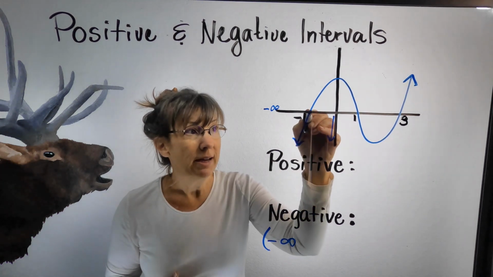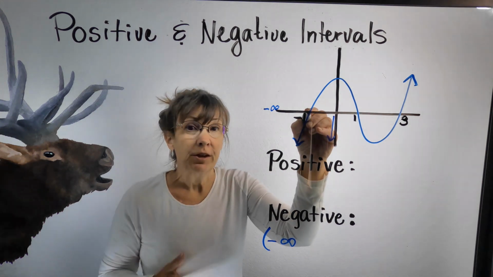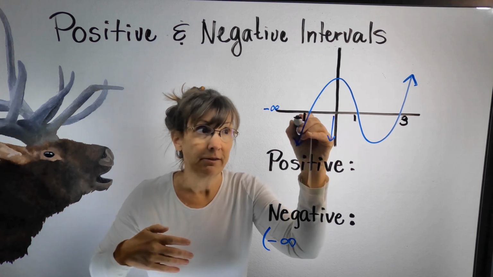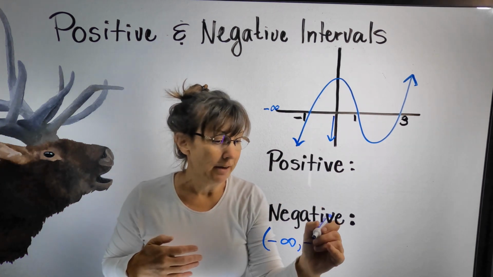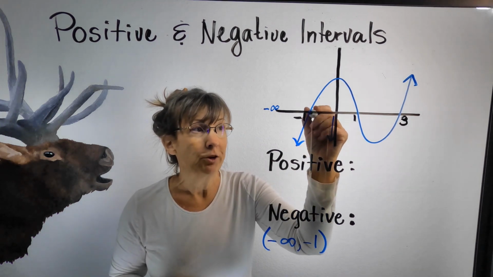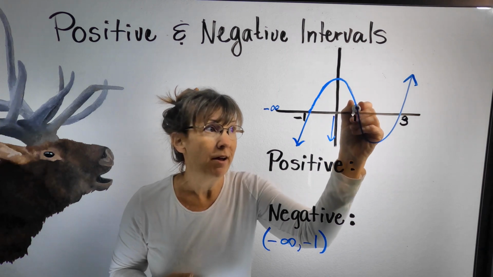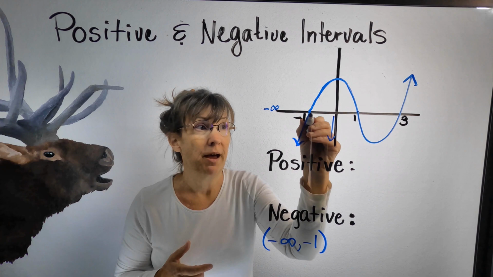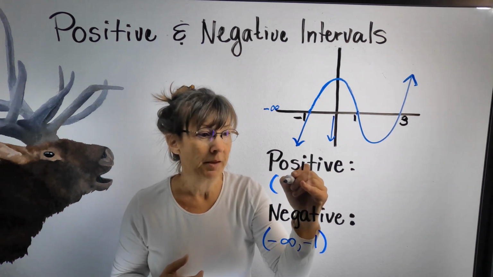And notice right here at x equals -1, my graph is neutral there on the x-axis, and then it goes positive. So I am negative from negative infinity until -1. And then right here, my graph goes positive. For this portion, my y values are all positive. So again, I use the x values to describe that. So that would be from -1 until +1.